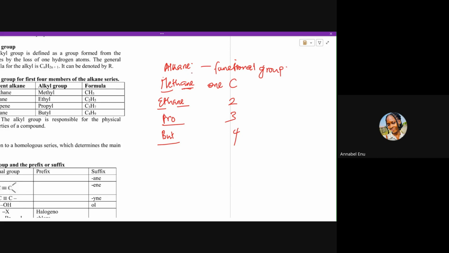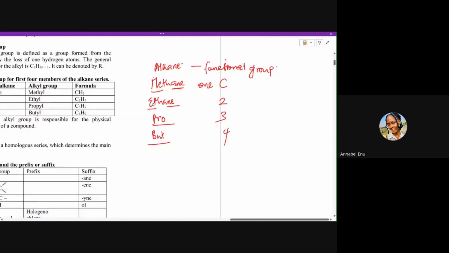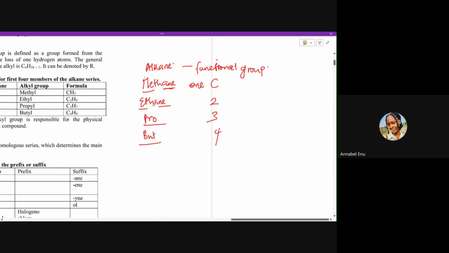What's the functional group? A functional group is a group of hydrocarbons or group of organic elements. This is not a standard definition. Every member of the series has the same general formula, and thus they will have the same chemical properties. Okay, it's just like members of the same group in the periodic table.